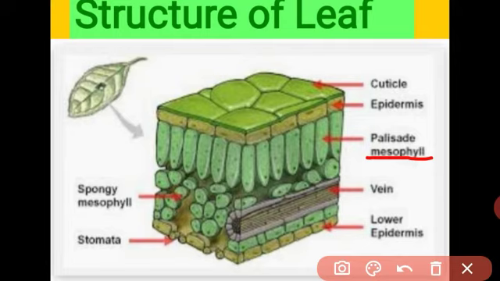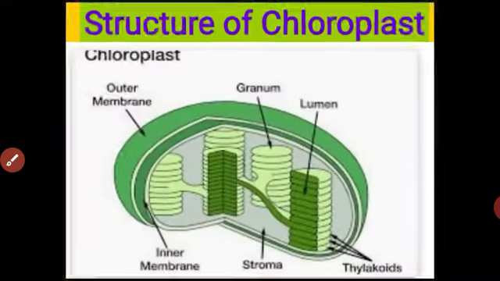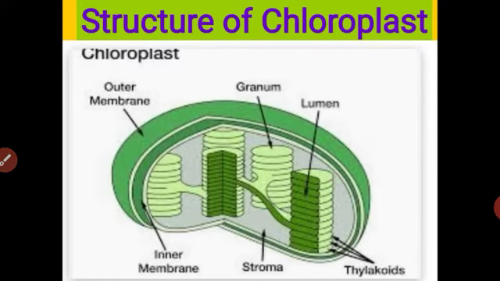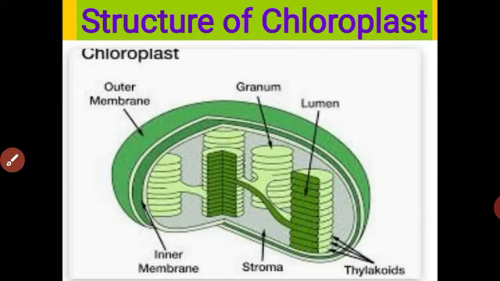The chloroplast is one kind of organelle. It is present only in the mesophyll cell. Got it, students? Let us see the structure of chloroplast. This is the structure of chloroplast. Chloroplast is one kind of organelle which is present only in plant cells, so the plant can make its own food. The chloroplast is oval in shape. The chloroplast occurs only in the mesophyll cell.